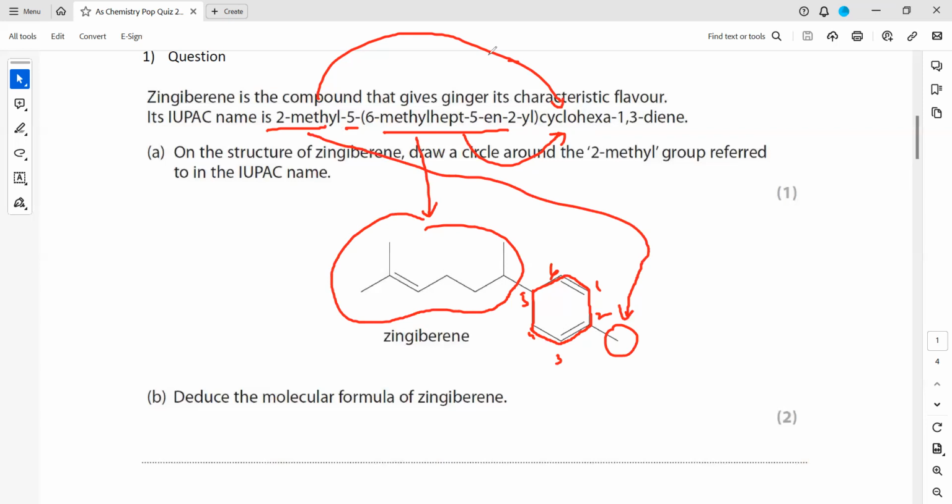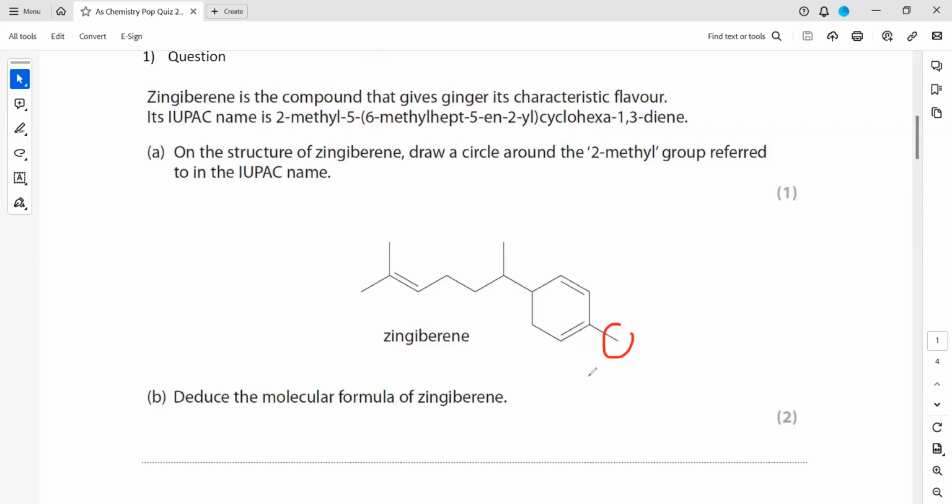So we have to circle the 2-methyl group. 2-methyl means the second position methyl group is attached to the cyclohexa-1,3-diene. That is, this one we have to circle.